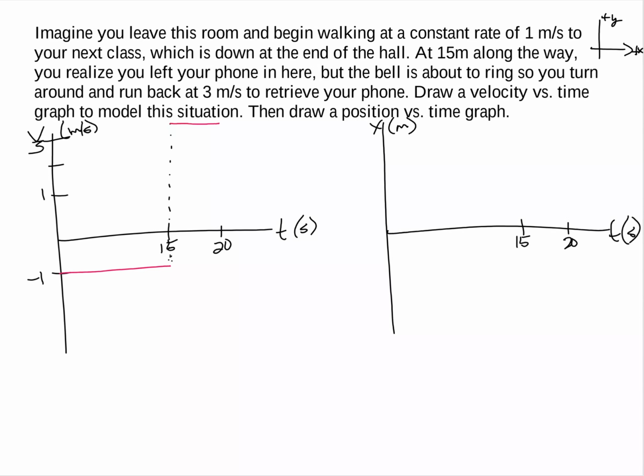Okay, now what about the position? Where were we at the start of time? Origin, 0. We were in the classroom, which was the origin, so we're right here to start. Now where did we go? 15 meters down. Why down? Because we went in the negative direction. So we're gonna mark -5, -10, -15.